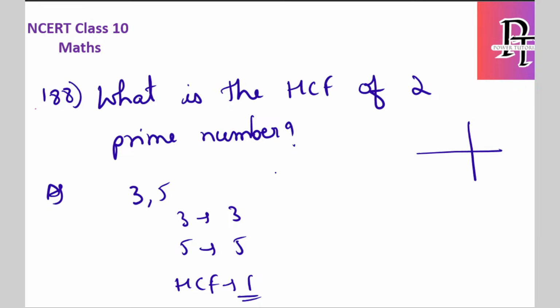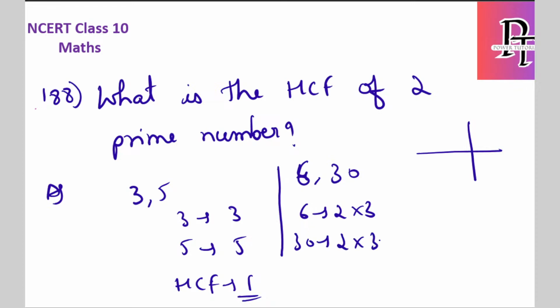Okay, let's take two composite numbers. For example, from the previous example, 6 and 30. Let's solve for these. I can write 6 as 2 into 3, whereas 30 I can write as 2 into 3 into 5. If I see what is common between these two, it is 2 as well as 3. So the HCF here will be 2 into 3.